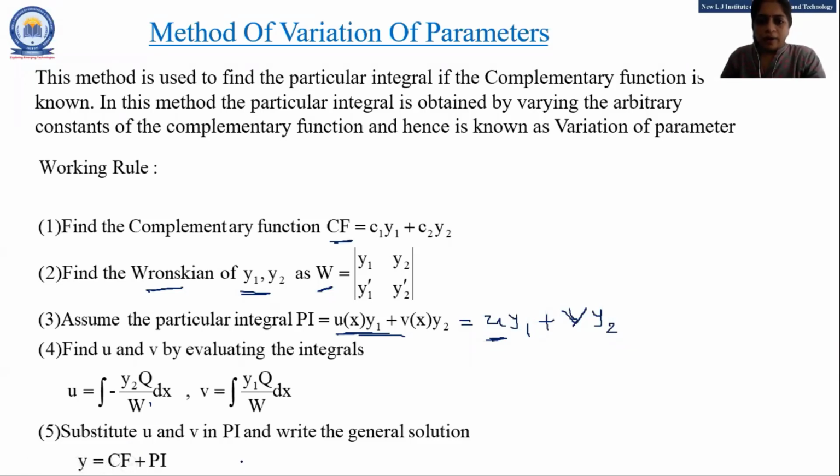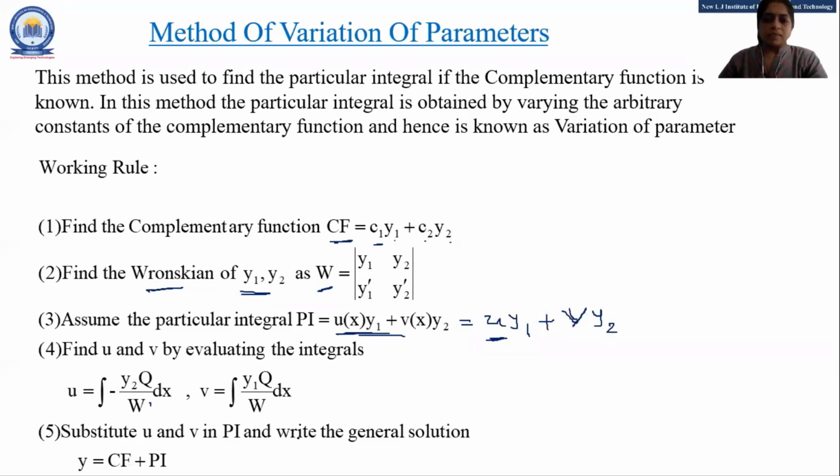See, first you have to find the complementary function CF. With the help of CF, the multiple of C1 is y1 and the multiple of C2 is y2. Then with the help of y1 and y2, you have to find the Wronskian. Okay. Then the next step is you have to find u and v. The formula of u and v is this. And after getting u and v, you have to substitute your u and v in this formula of yp. And the final solution is CF plus yp.